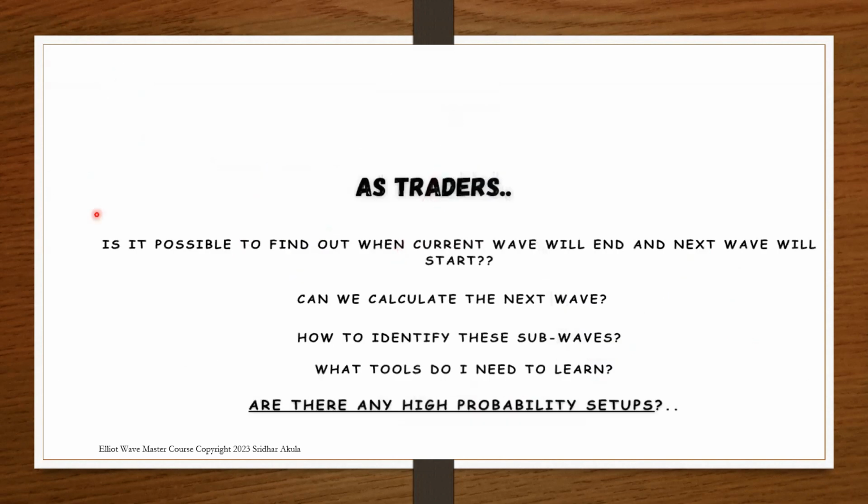Now, as traders, we have some important questions. Is it possible to find out when the current wave is going to end? Is it possible to calculate the next wave? Is it possible that we can identify the subwaves before they form? What are the tools I need for calculating this? Do we need Fibonacci retracement? When do we use Fibonacci retracement? When do we use Fibonacci extensions to calculate the waves? And are there any other tools we can use?